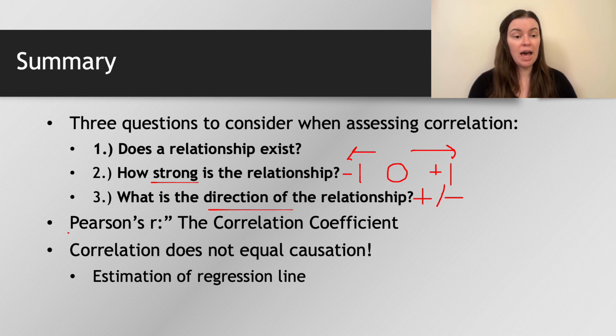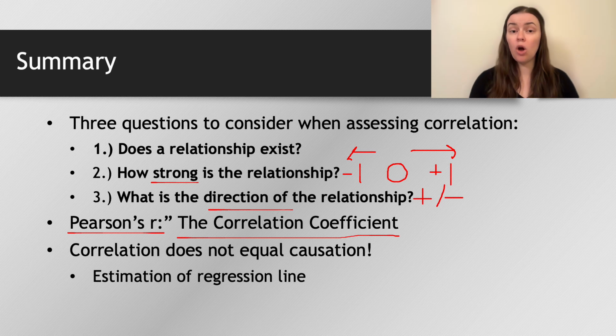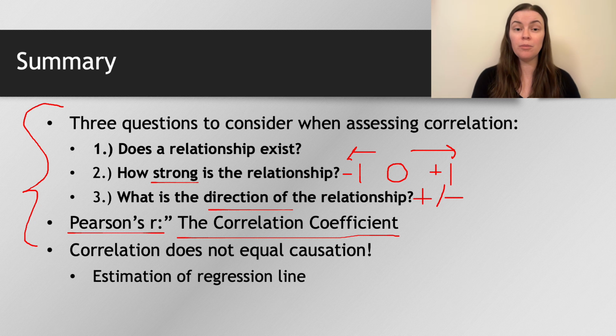Again, we took a look at Pearson's R as well, the correlation coefficient. And overall, keep in mind that correlation does not equal causation. So even though we've talked about various times how these association measures can give us a lot of information about the relationship between two variables, it can't definitively tell us that one variable is causing an effect on the other.